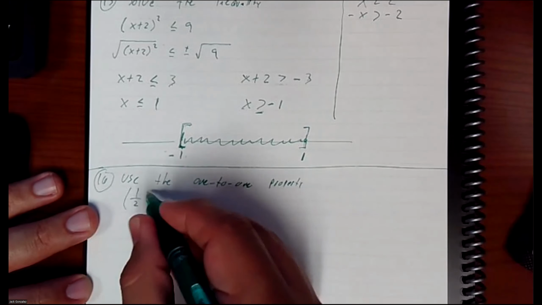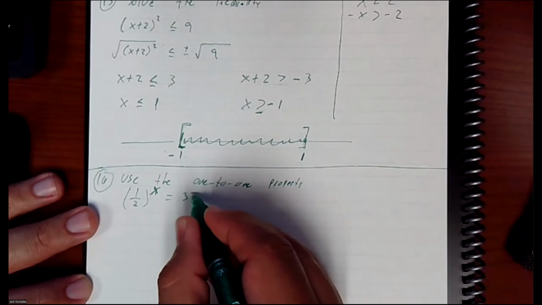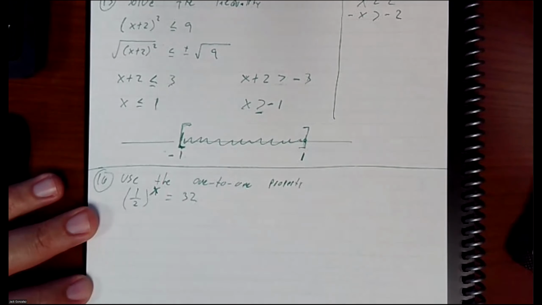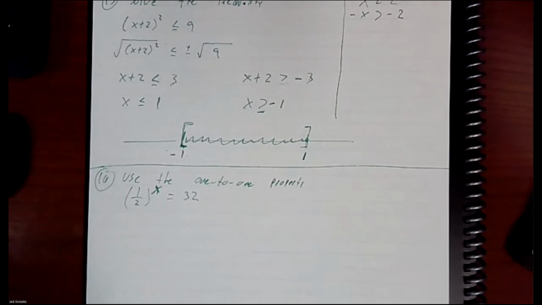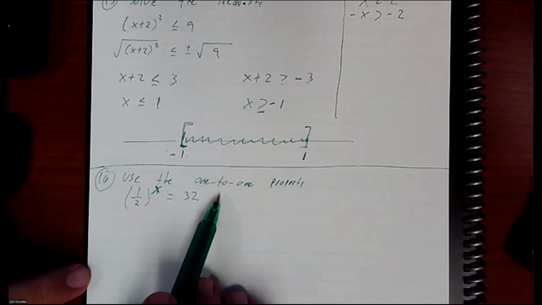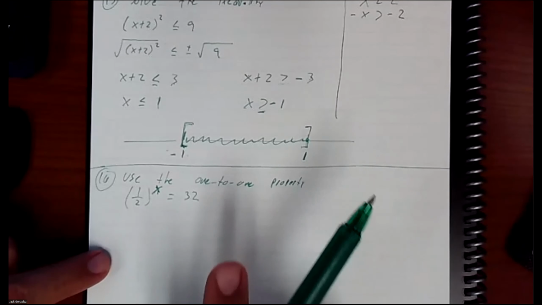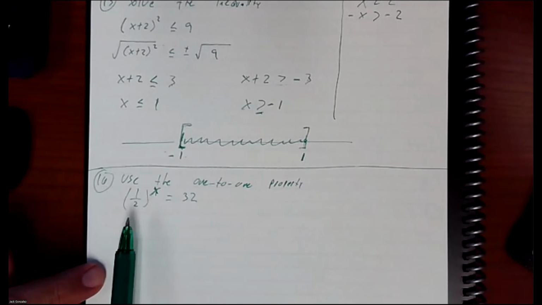So 1/2 to the x equal to 32. And a question, is this where we look for the common base, or do we do the exponents? Well, for this one, if it says 1-to-1, then you should try to match it. I mean, you can match them, but I don't care how you do it. Just use your properties or match them, it's fine.